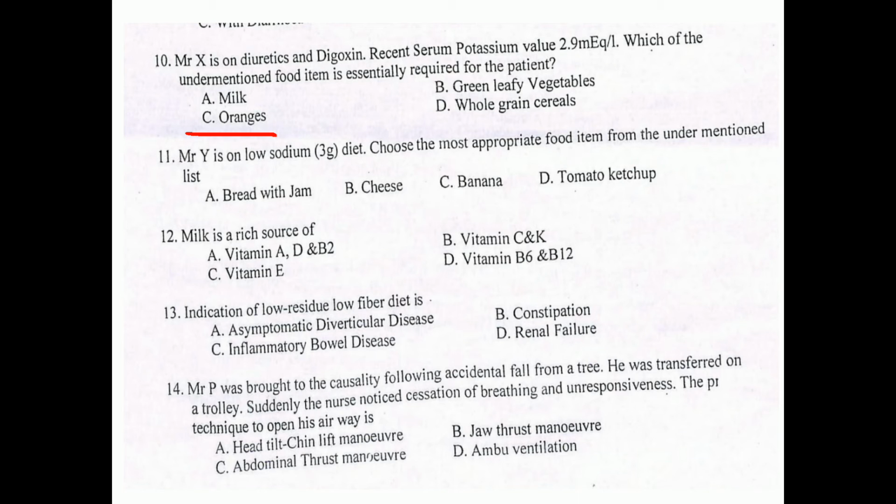Question number 11. Mr. Y is on a low sodium diet. Choose the most appropriate food item from the undermentioned list. The options are bread with jam, cheese, banana, tomato ketchup. The correct answer is option C, banana.